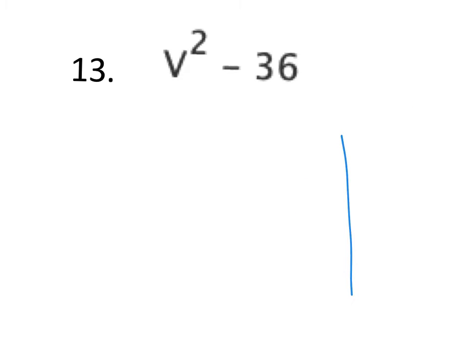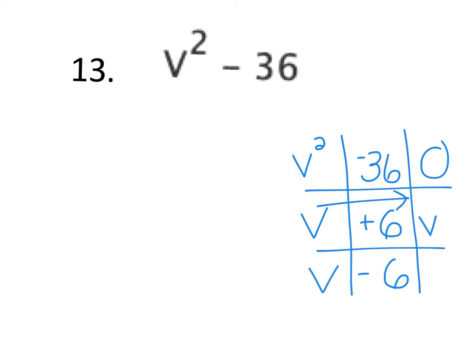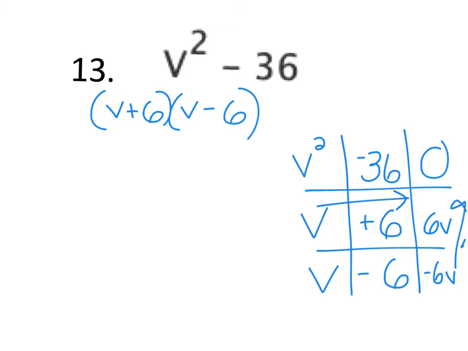13, again, there's no GCF greater than 1, so I set up my tic-tac-toe board. This time, I'm missing my middle term, so I'm going to put a 0 there. V times V is V squared. Because my sign is a negative, I'm going to get that by a positive times a negative, and I'm going to do 6 times 6. So multiplying across this way gives me 6V and negative 6V adds to 0. My one factor is V plus 6, my other is V minus 6.